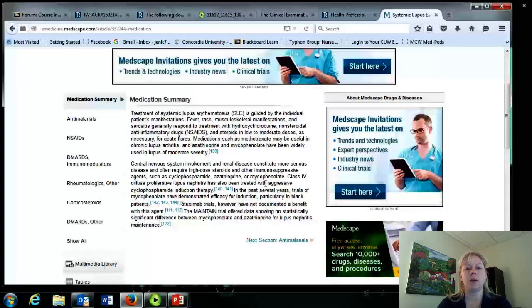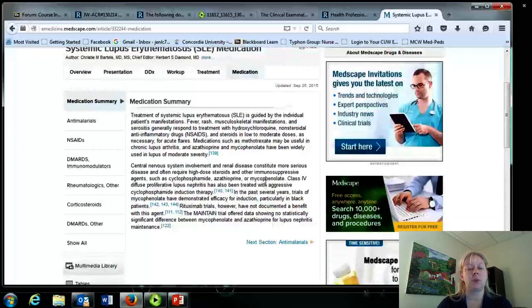Okay, so treatment just depends on what symptoms they have, but they will treat with the DMARDs, for example hydroxychloroquine, meaning the Plaquenil. Sometimes they'll have NSAIDs, steroids, low to moderate doses. It just depends. It's dependent on the patient's symptoms, and it's dependent on the severity of the disease.